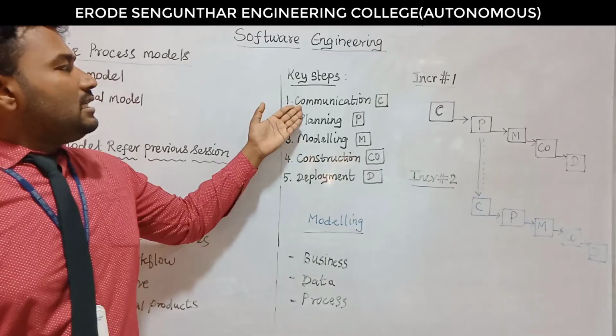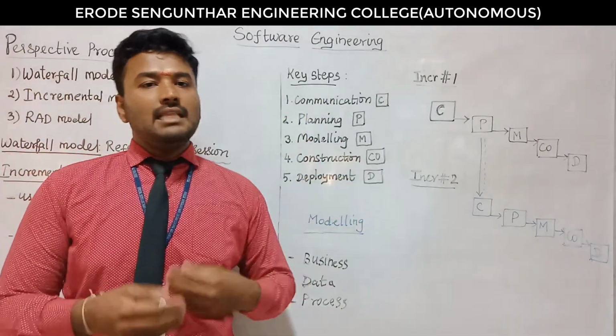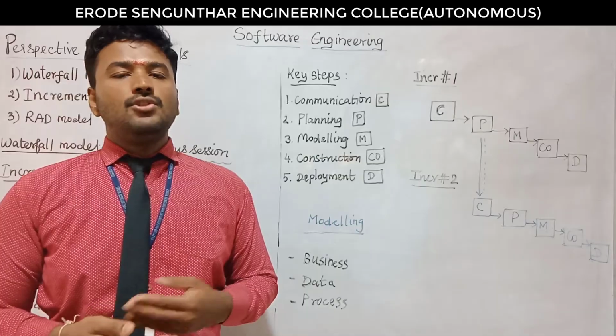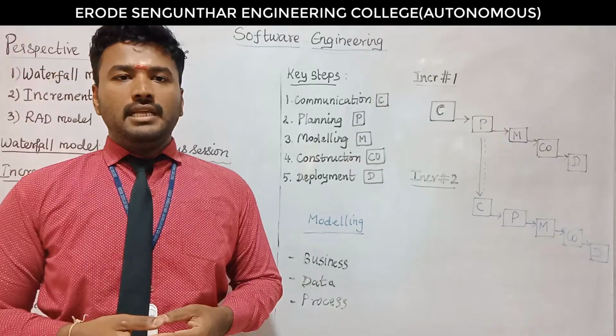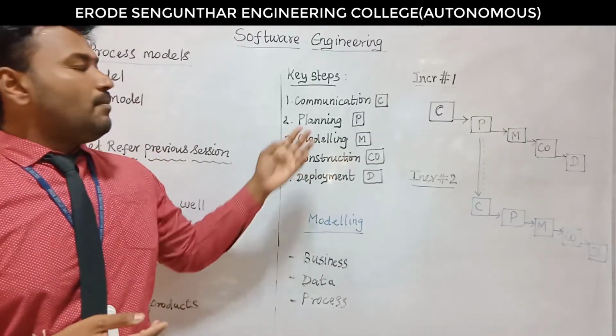Okay, the first point says communication. The communication part involves gathering of information, storing of information, and retrieving that information through requirement specification documentation for the future use of the customer. Okay, the second part involves planning.